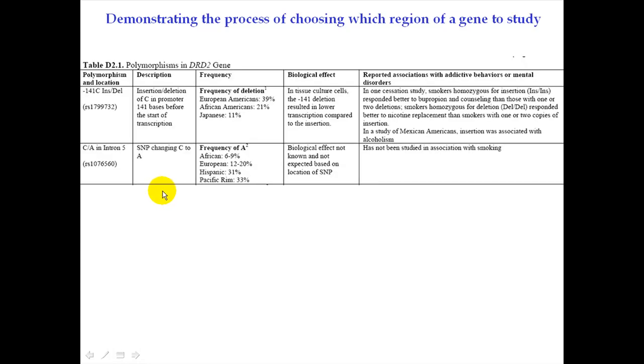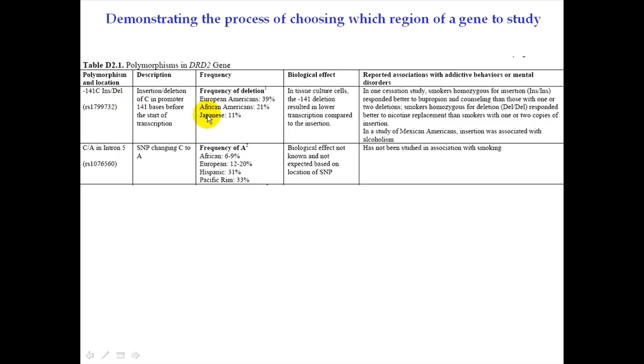It tells you more stuff here about this particular region of the DRD2 gene. It tells you what percentage of European Americans have the deletion in that particular area, what percentage of African Americans and Japanese have the deletion in that particular area. It tells you here that having the deletion in that particular area causes this. So cells that have that deletion resulted in lower transcription compared to the insertion. So by having that missing C, it causes that gene to make less protein as compared to a gene that does contain that particular C. And then here are some associated addictive behaviors with that particular deletion.